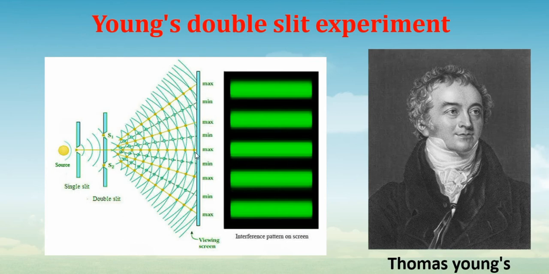If we take any other point, they will have a constant path difference. So this is what we can understand from Young's double slit experiment. Using this experiment, we can also determine the fringe width. Fringe width is the distance between two consecutive bright fringes, or any two dark fringes. So this is about fringe width.